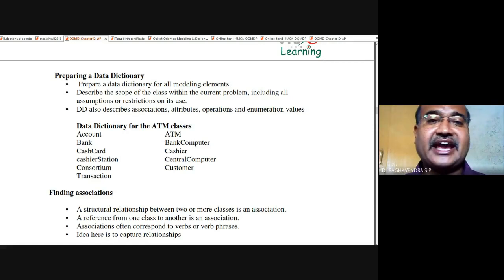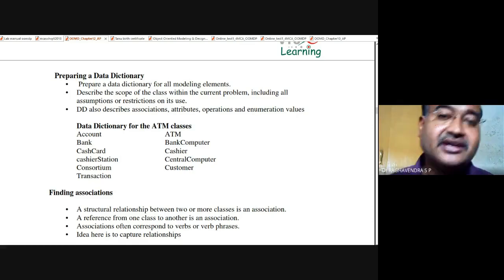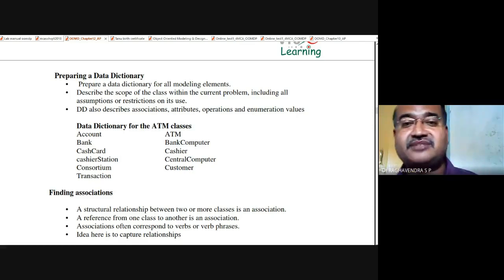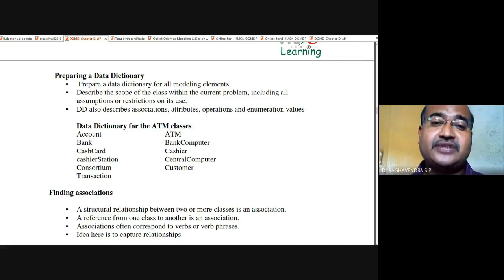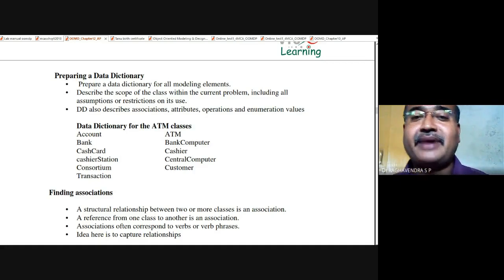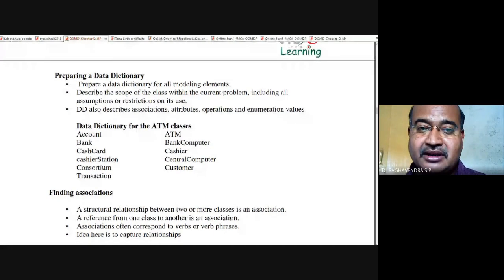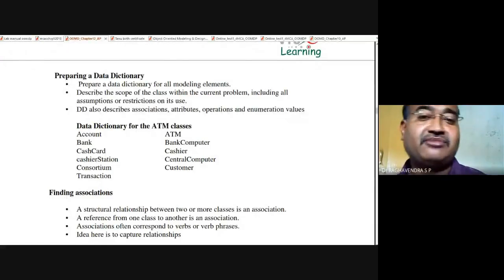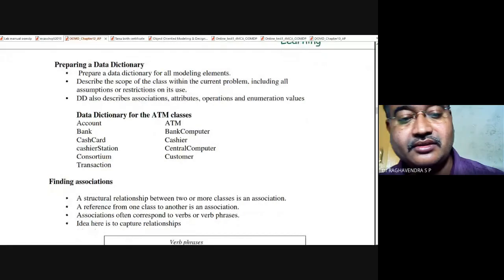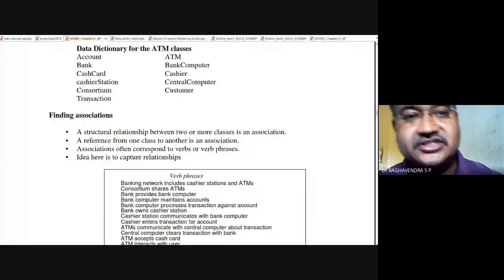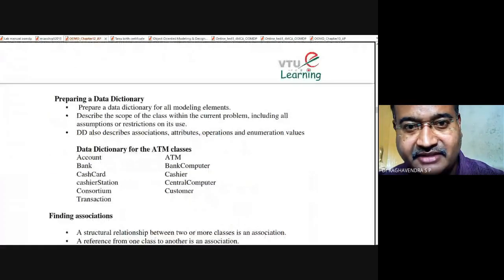Central computers are the servers which will maintain the repository or information of the databases of the customers. And of course, the customer himself, who is an actor, who is a user, who will open the account in a bank, and he will maintain the account. Sometimes he will perform the debit operation, sometimes he may perform credit operations. So altogether, we have to clearly define the data dictionary. This is all about the concepts I have explained today.